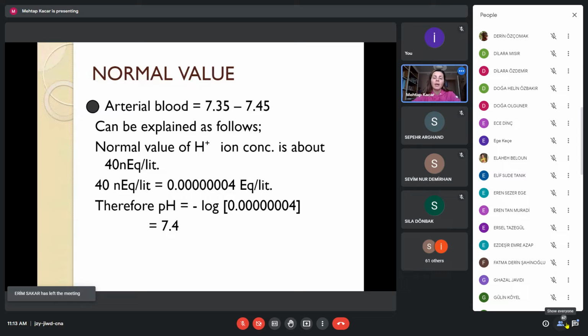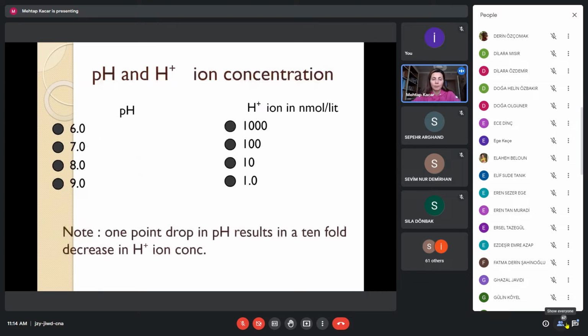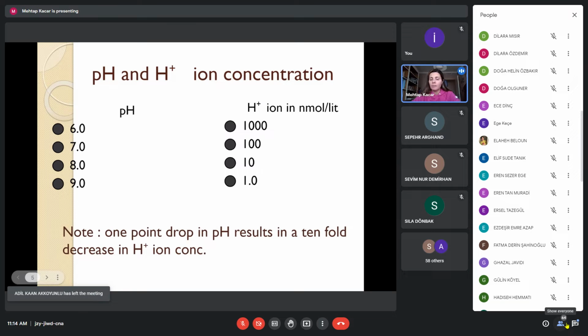And what does this value mean? The normal value of hydrogen ion concentration is about 40 nanoequivalents per liter. So the negative logarithmic value gives us the normal arterial pH. You can see the relationship between pH and hydrogen ion concentration. Increased hydrogen ion concentration gives us decreased pH. A 1 point drop in pH results in a 10-fold increase in hydrogen ion concentration.